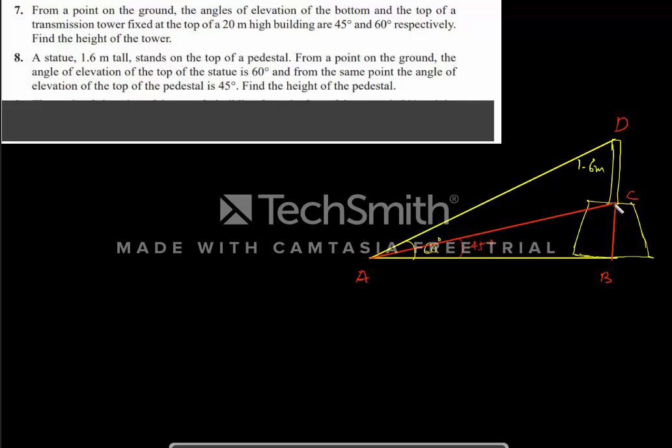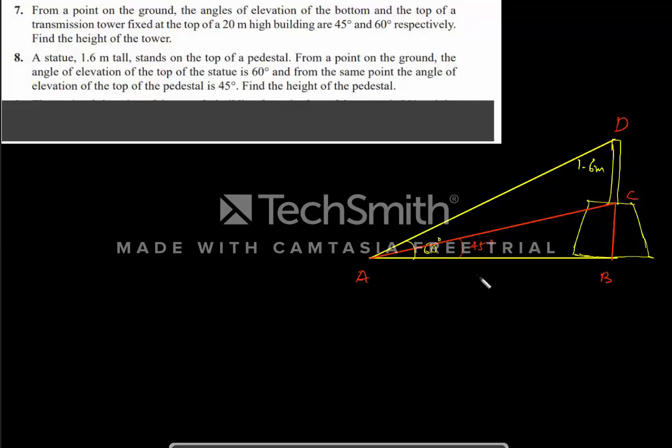So it's telling you to find the height of the pedestal. So we have to calculate the height of the pedestal, right? What we know is the height of the statue, that is 1.6 meters, and we don't know CB, we don't know DB, right? So we have to calculate CB. If we know DB, then we can subtract DC, then we'll get CB, right?